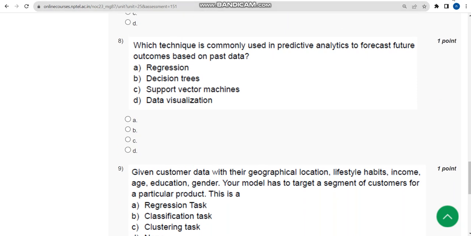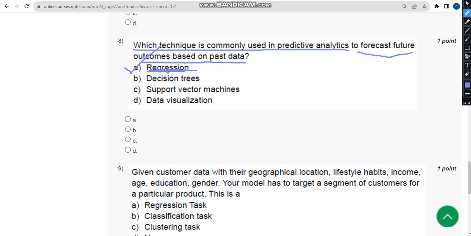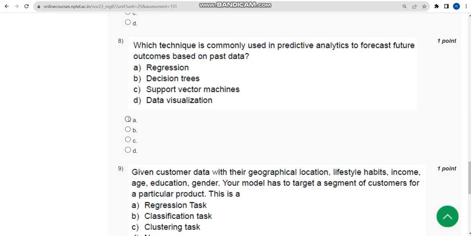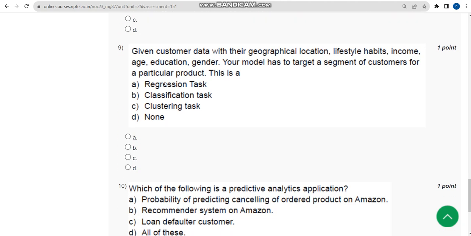Eighth question: which technique is commonly used in predictive analytics to forecast future outcomes based on past data? For the eighth question, guys, I think the probable answer is option A, regression. So I think it is regression, guys. So mark option A as the probable solution for the eighth question. Now let's move on to the ninth question.